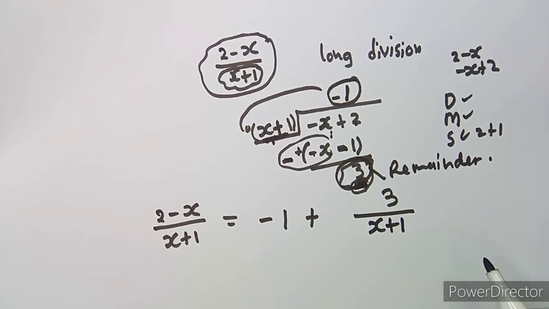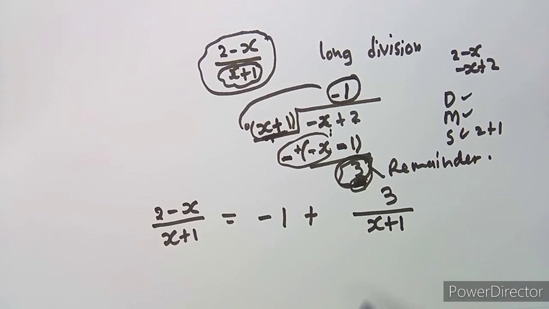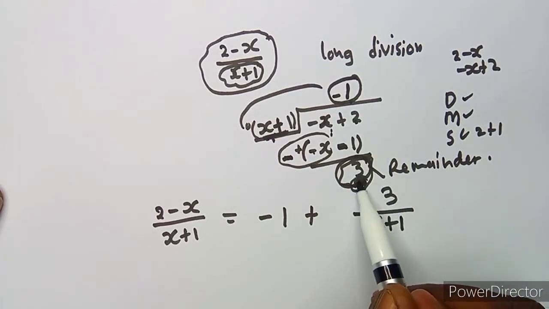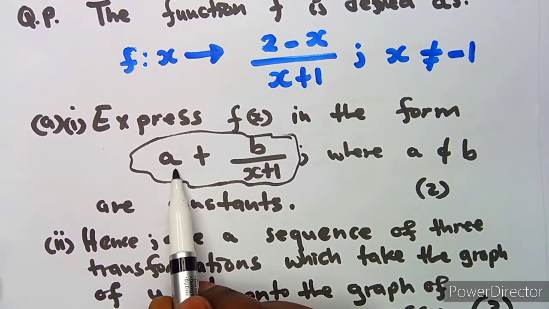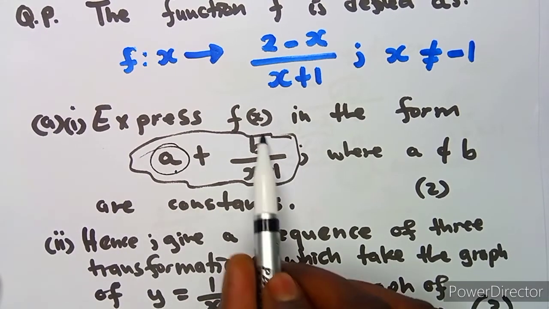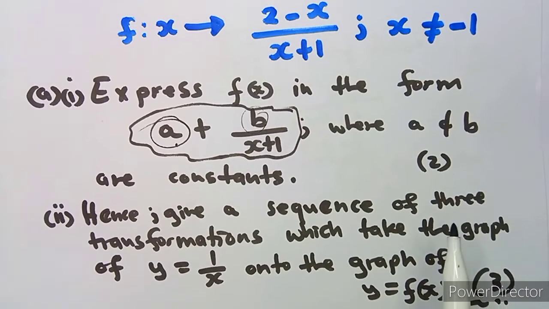Take note, guys, of this part that we are referring to. We have to be very, very careful with it. So we say this was divided into this expression how many times? From this part, how many times have we divided? That is what is important. That's minus 1, and we've got a remainder of 3. All right. So this is the format they are asking you to write: a plus b over x plus 1.